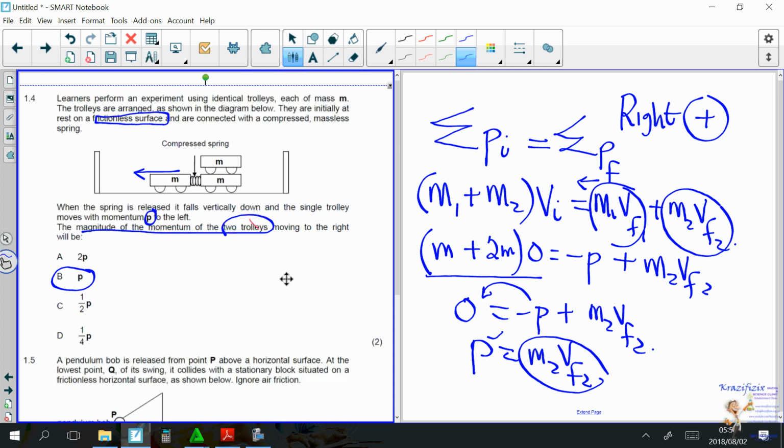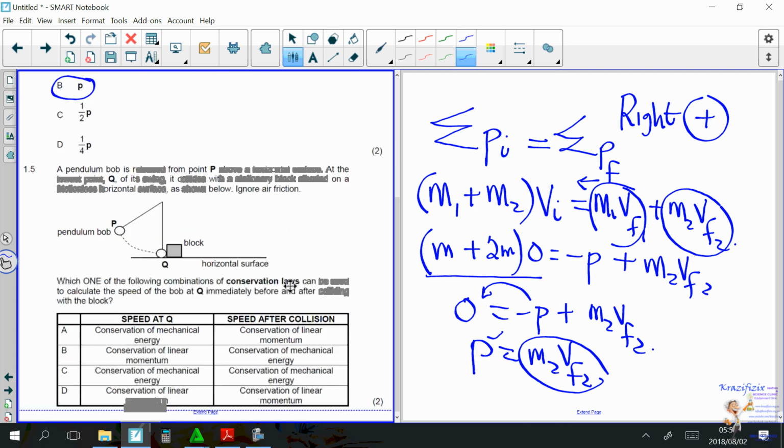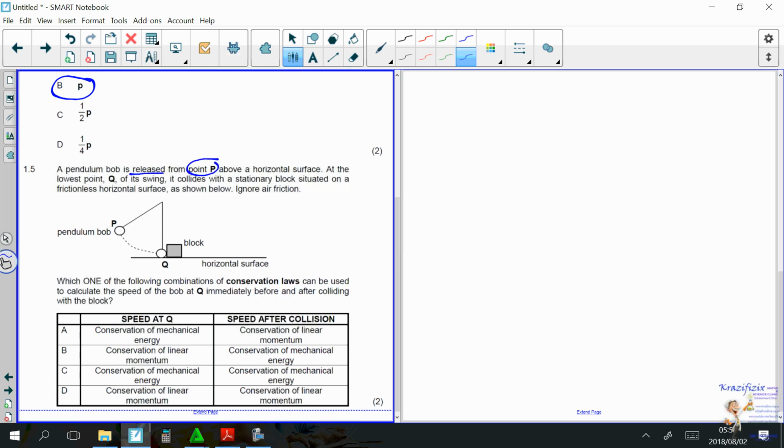Good. Question 1.5. Please rewind over and over again just to make sure you get the concept on every question. It's very, very important that we answer multiple choice questions correctly. All right. Question 1.5. A pendulum bob is released from rest from point P, above a horizontal surface. At the lowest point Q of its swing, it collides with a stationary block, right?